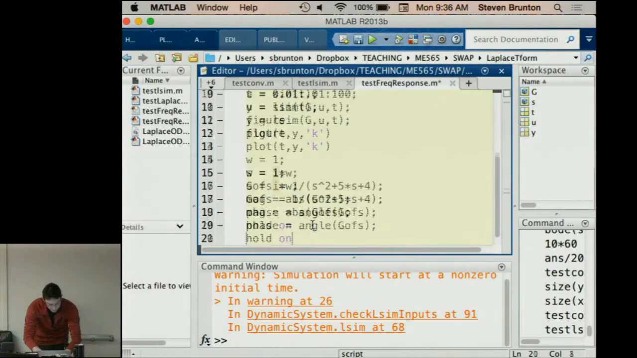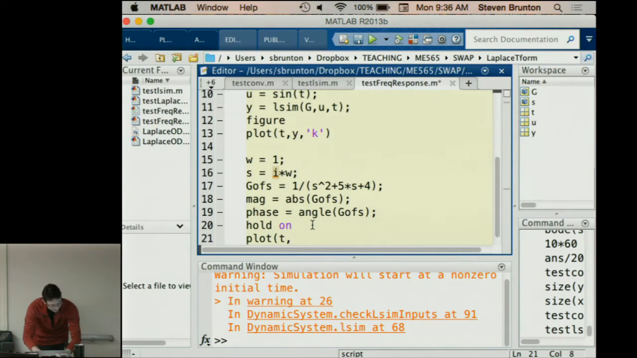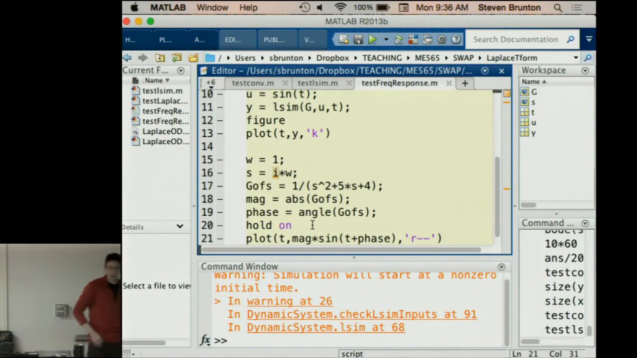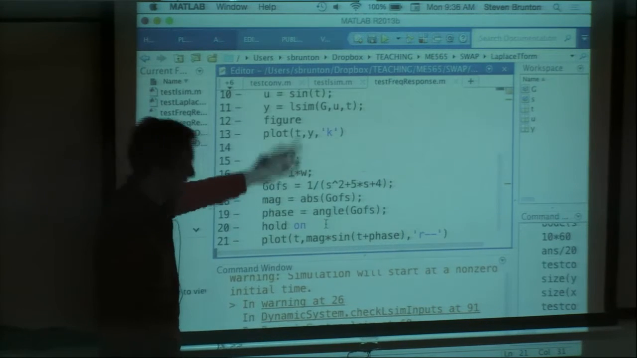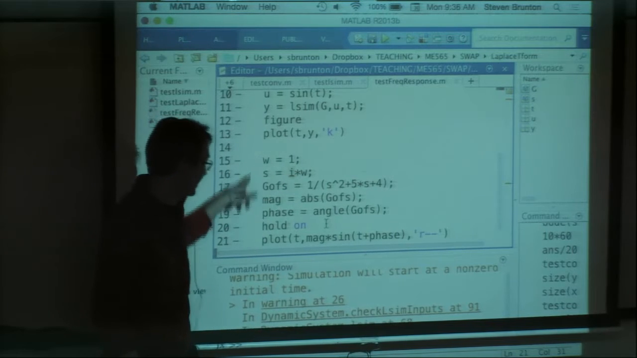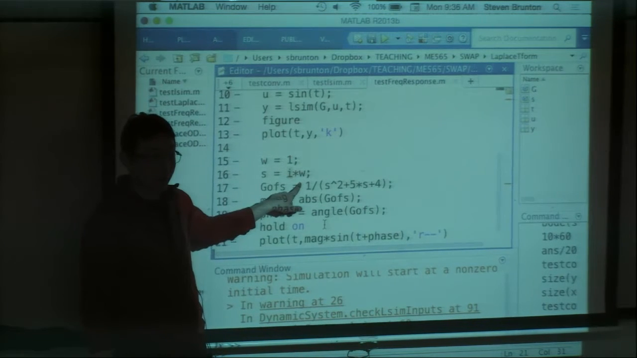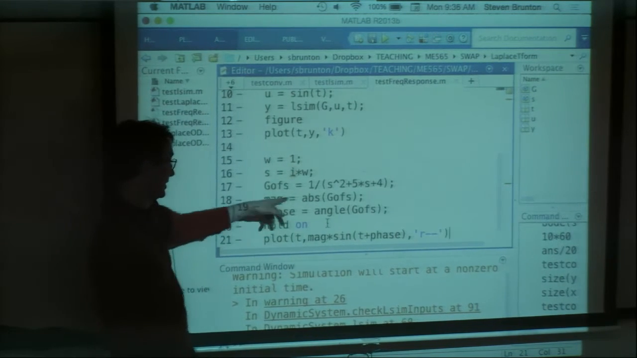And I'm going to hold my plot on, and I'm going to plot time by my magnitude times a sine wave of frequency t plus phase in red. Okay, does this make sense what I'm doing here? I'm redefining my Laplace variable so it's just i. And I'm going to plug that into my transfer function. This is just me evaluating my transfer function at s equals i.